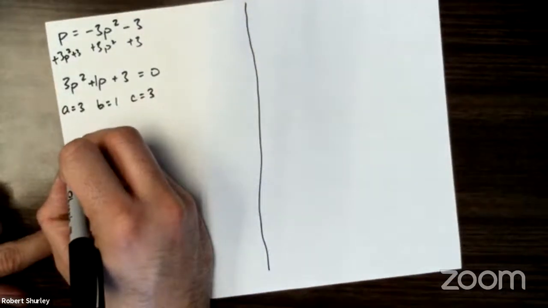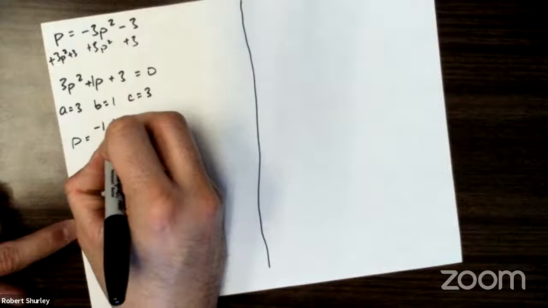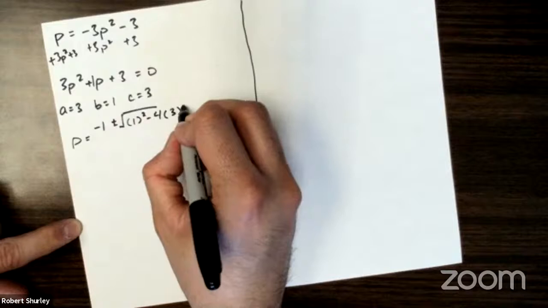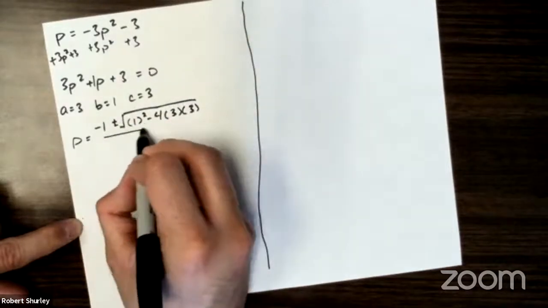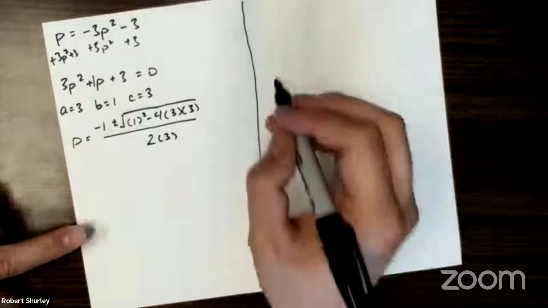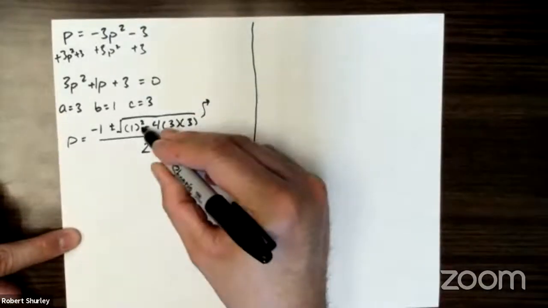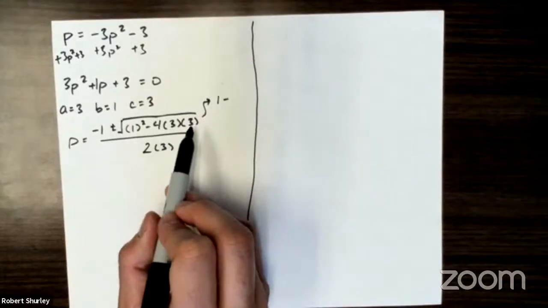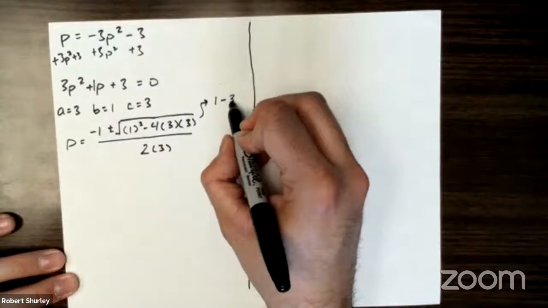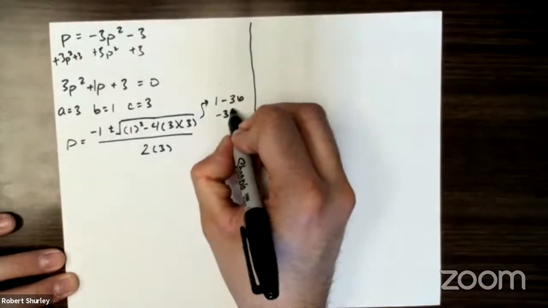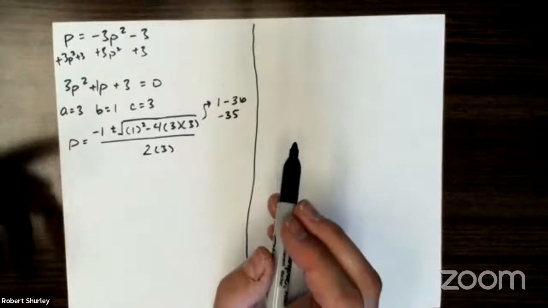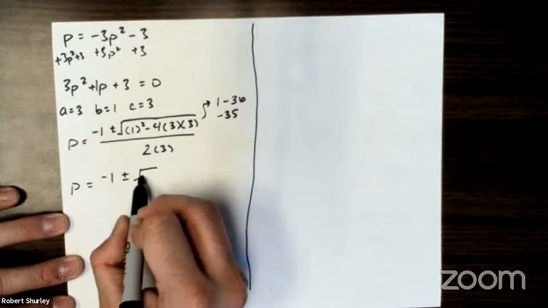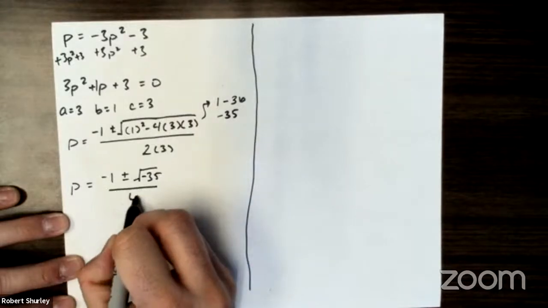So we get p equals negative b plus or minus the square root of b squared minus 4 times a times c, all over 2 times a, right? Now, under the radical this time, we get 1 minus, well, 4 times 3 is 12 times 3 is 36, right? 1 minus 36, so we wind up with a negative 35. Hey, a negative, that means we're going to get imaginary numbers, okay? So we get p equals negative 1 plus or minus the square root of negative 35 all over 6.